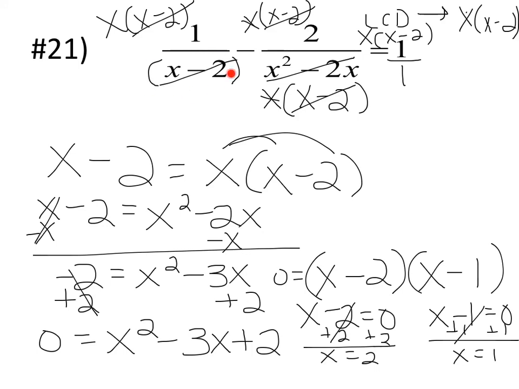If I put a 1 in here, 1 minus 2, I'm okay. If I put a 1 in here, it would be 1 times 1 minus 2, so I'm okay. 1 is good. Let's try 2. Uh-oh. 2 minus 2, that's a no-no, so 2 won't work. So your only solution is x equals 1, and we checked that one, so we're good.